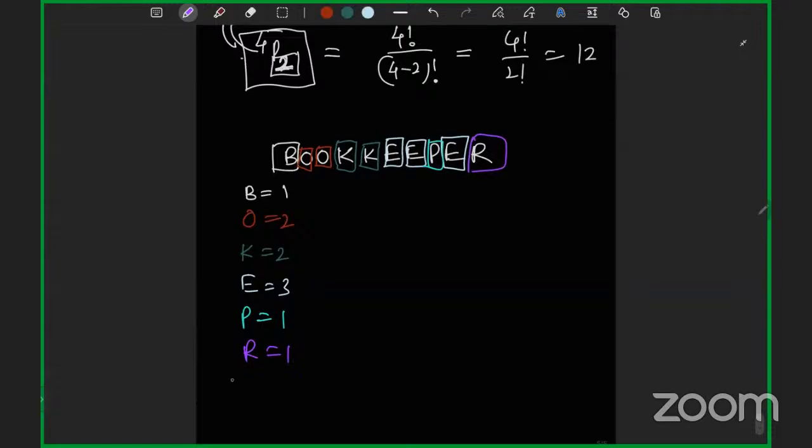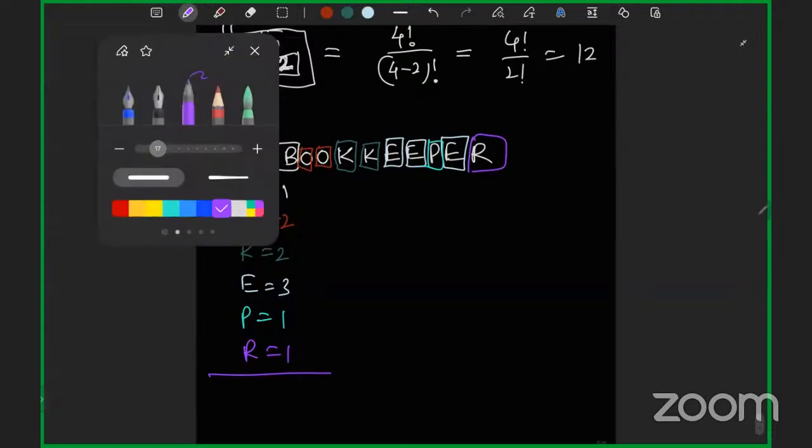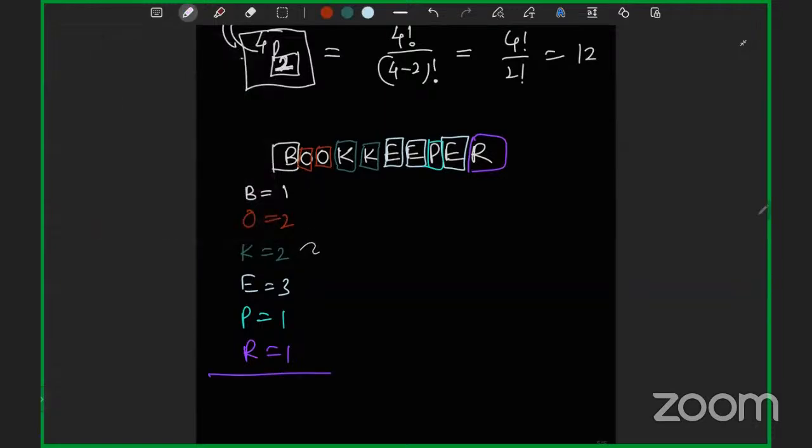So if you see that the total of this is 1 plus 2 plus 2 is 5, plus 3 is 8, 9 and 10, right? So total 10 are there. You can count it: 1, 2, 3, 4, 5, 6, 7, 8, 9, 10. So I can arrange all of them in 10 factorial ways, correct?